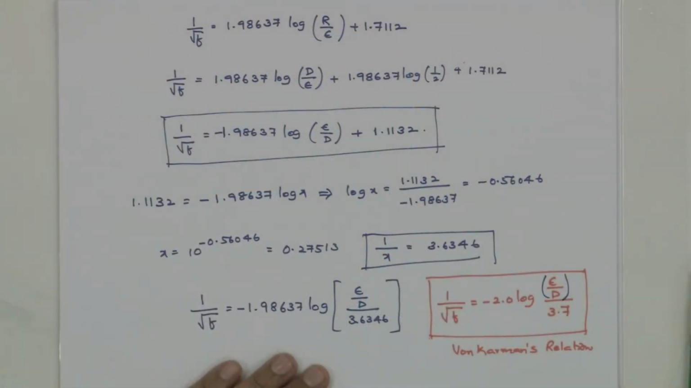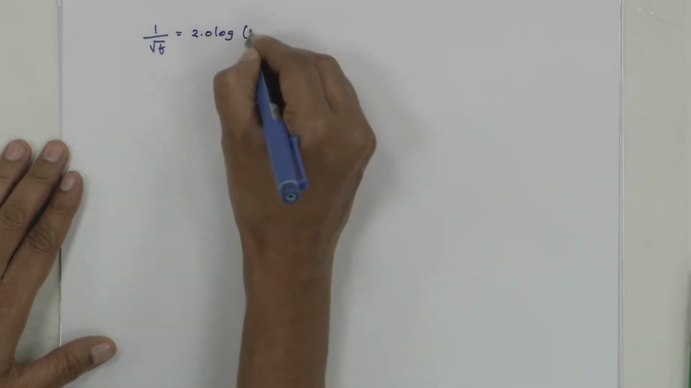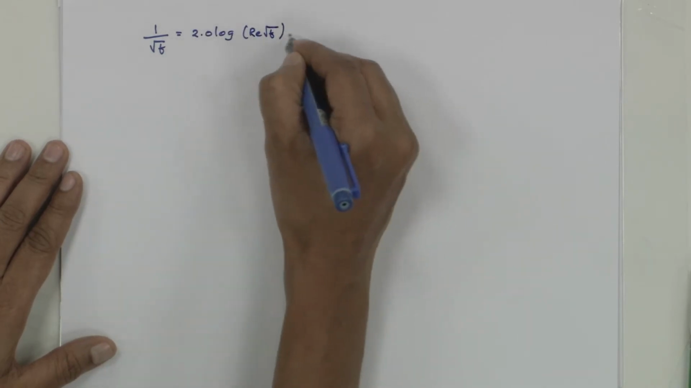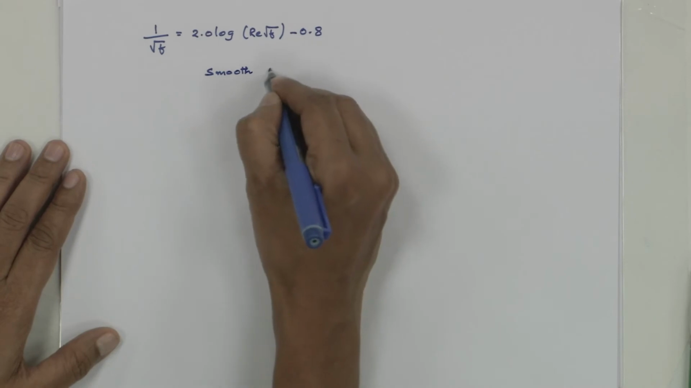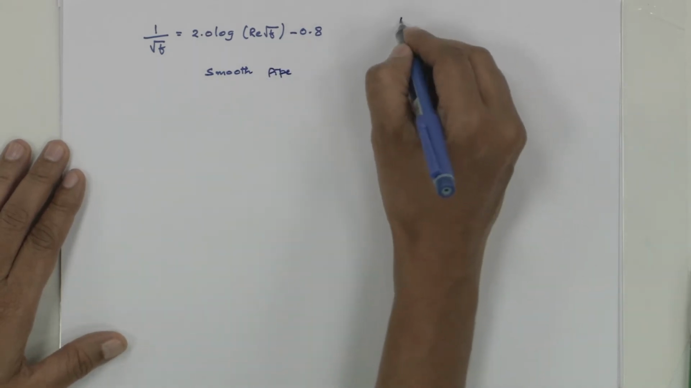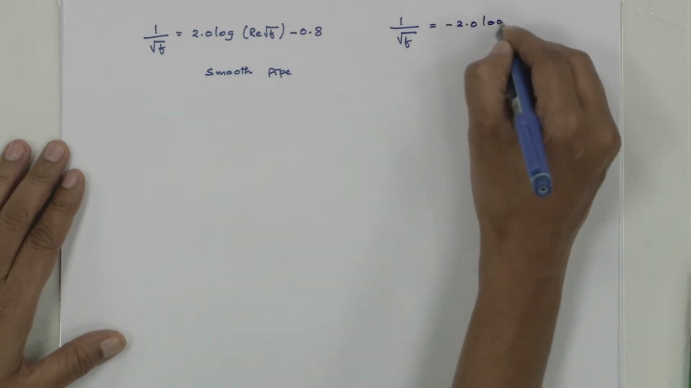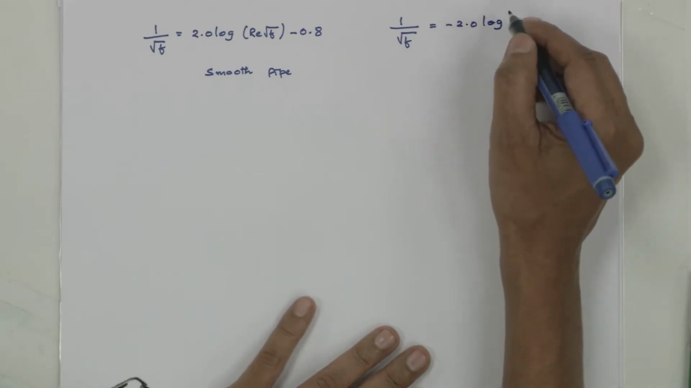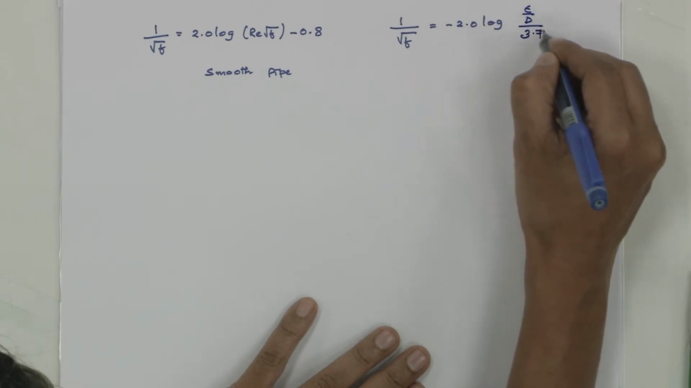Okay, Colebrook combines both smooth and rough, but for pedagogic reasons let me do this separately. For a smooth pipe, 1 by root f equal to 2 log Re root f minus 0.8. This is for a smooth pipe, and for a rough pipe we have just found 1 by root f equal to minus 2 log of epsilon by d upon 3.7.